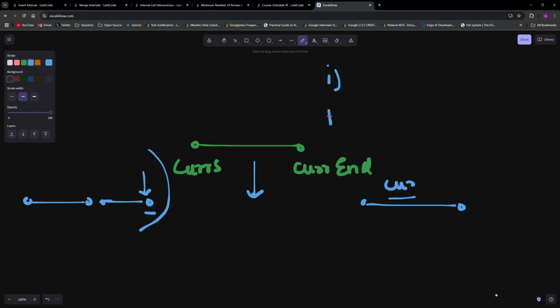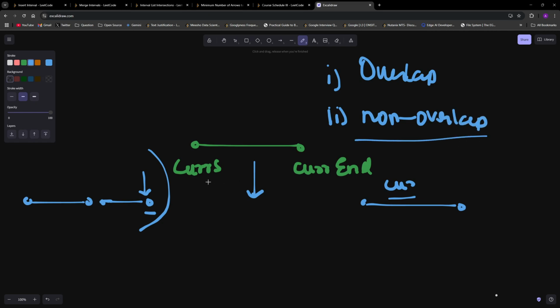We will divide this question into two parts, overlap and non-overlap. I like talking about the non-overlap one because it makes my life easier. So how will we handle non-overlapping?